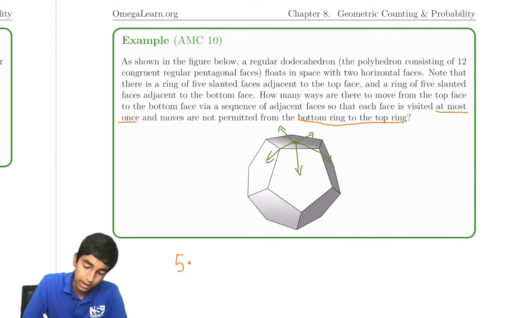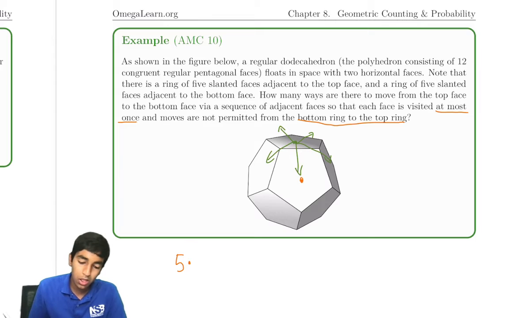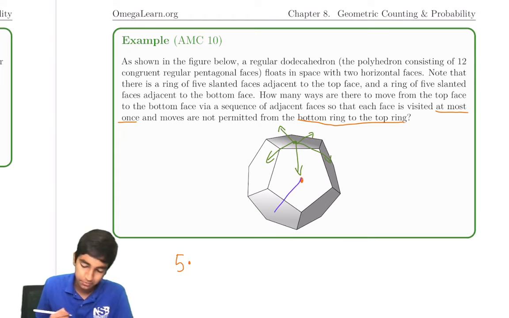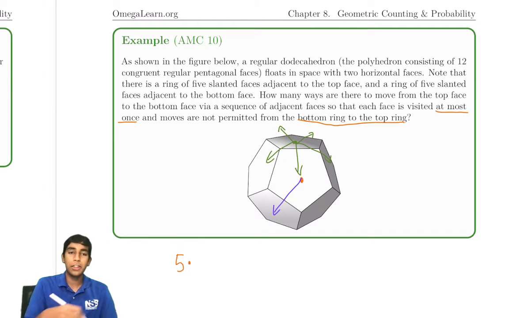Okay, now we're at this ring. What can we do? What are our options here? Let's take a look. Well, if you're lazy and you want to get there fast, you can just go directly down. But we don't have to go down right away. We can roam on this first ring a little bit and then go down.